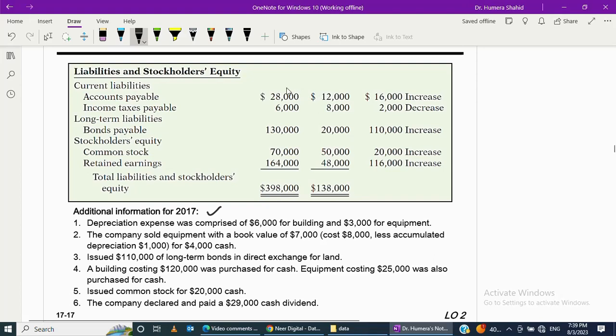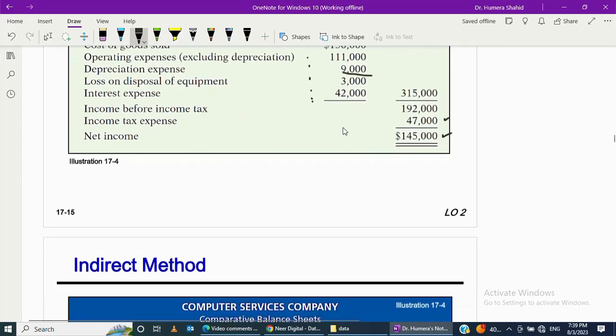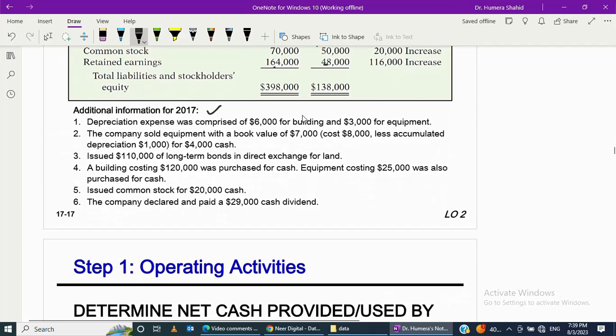Liabilities, accounts payable are increasing, income tax is decreasing, bonds payable are also increasing with 110,000, stock is increasing, retained earnings are also increasing. Let's read out the additional information. Depreciation expense. What is the depreciation expense? Go to the income statement. Depreciation expense was 9,000, right? They say this 9,000 comprises of 6,000 for the building and 3,000 for the equipment.